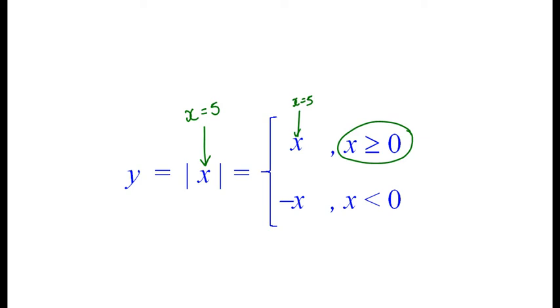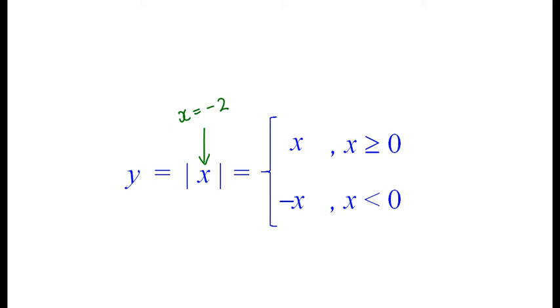So we can see clearly that if we call this f of x, f of 5 is going to equal 5, because it's going to go in the first branch of the function. x equals 5 substituted into x gives us 5. If we think about, for example, substituting x equals -2.